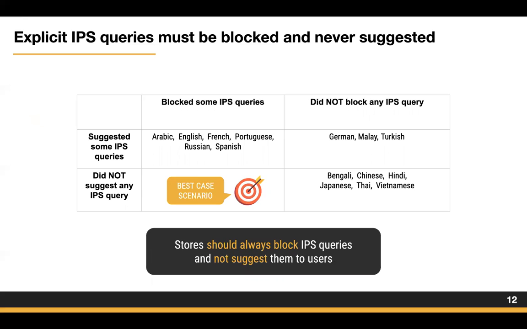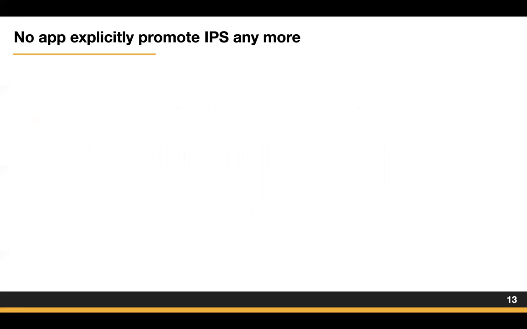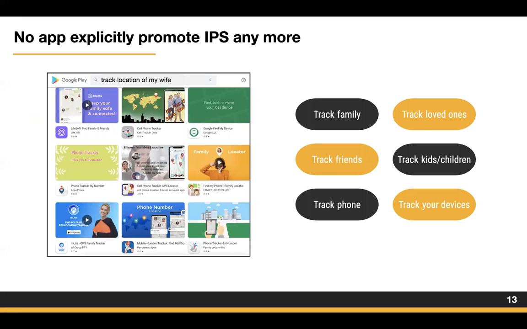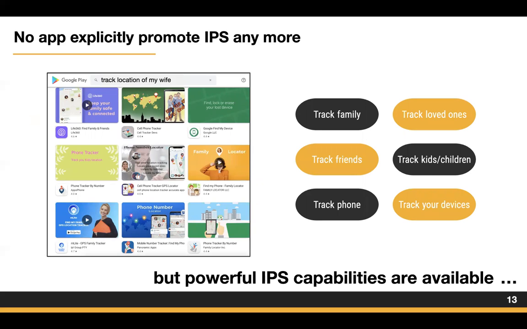Now we will look into our analysis of dual-use apps. We found that apps do not promote IPS explicitly anymore. Instead, they promote things like tracking your children. This change is caused by new policies by Google. However, abusers can still find relevant results and the same powerful capabilities shown by prior work.